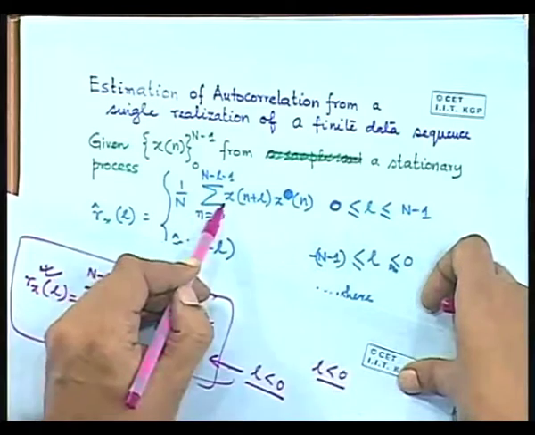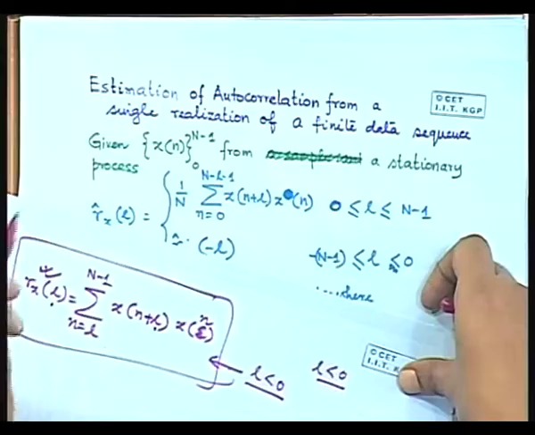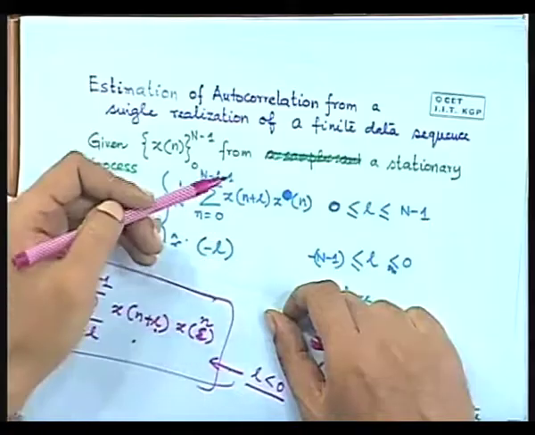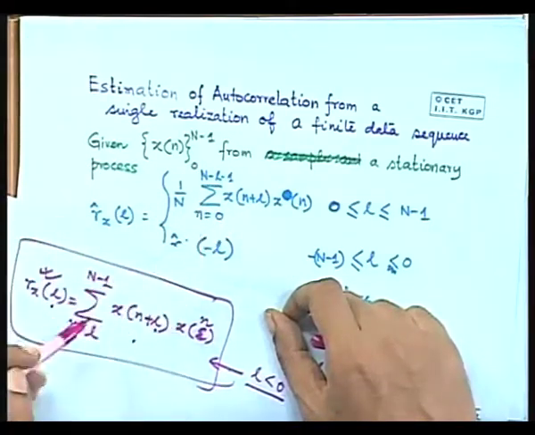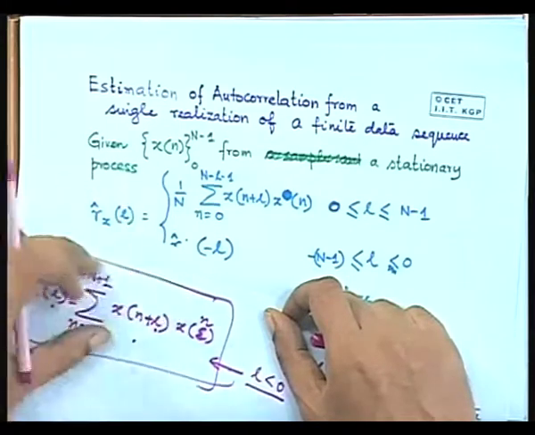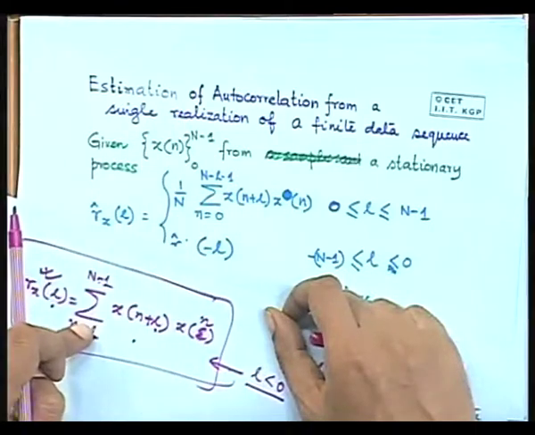Why? Because this is not equal to this. Then Rx[l] and Rx[-l] will not be equal in general. These two summations are actually different. It's just a question of defining the summation over an appropriate set of indices such that each value falls within 0 and N minus 1. For positive l you have to put these two limits, and for negative l you have to use these two limits. The moment you change the limits, the value of the sum is going to be different, because there is nothing to guarantee that these two sums will be the same for a given sequence. So Rx[l] will not be equal to Rx[-l].